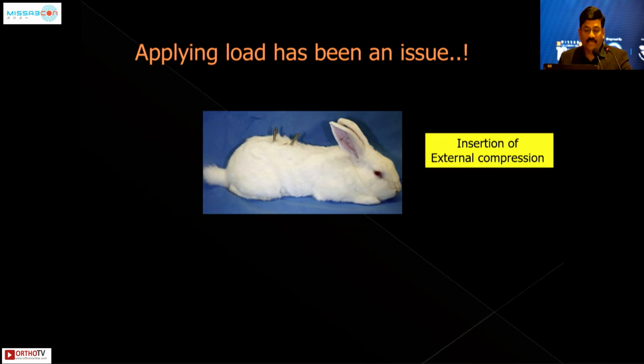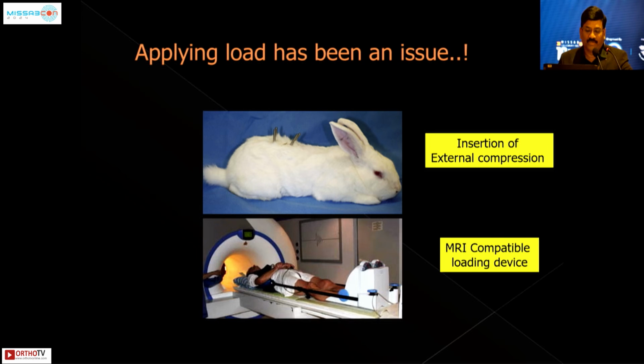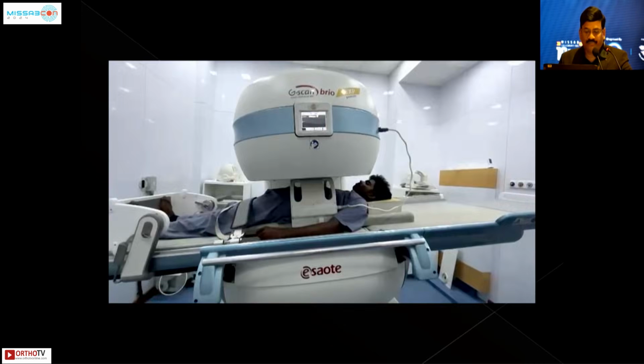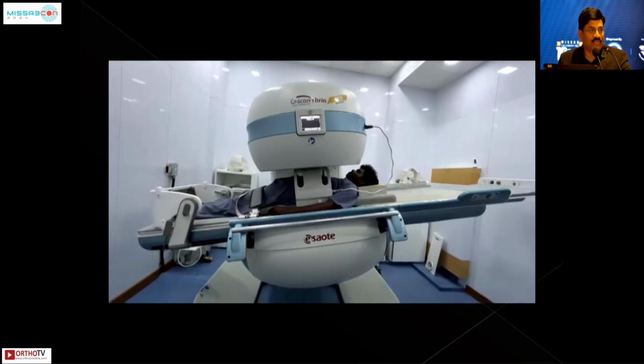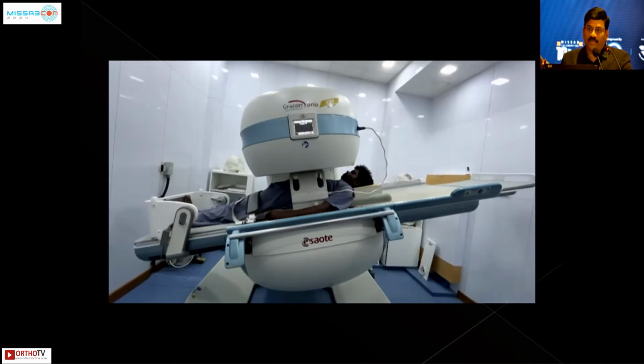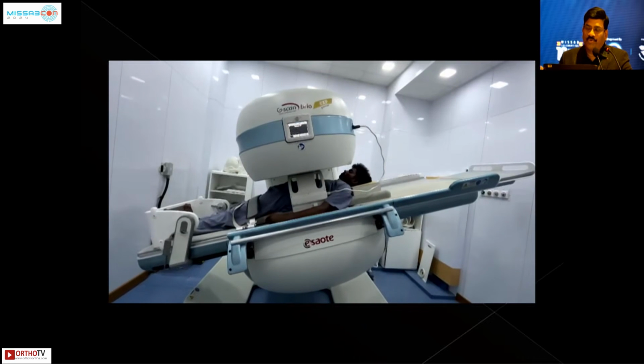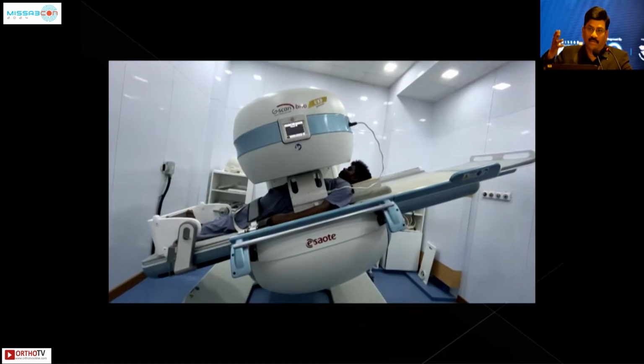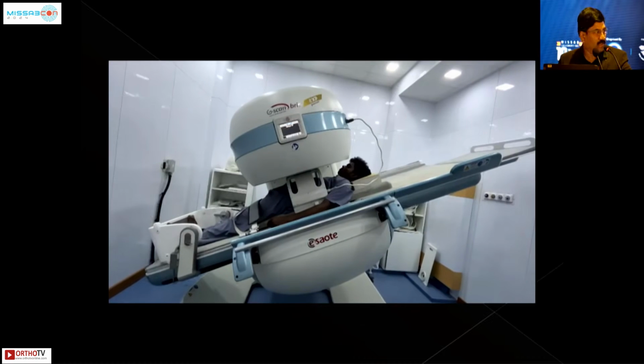So the problem is how to apply the load in MRI, and how to study these things in MRI. There were attempts in rabbits, applying an external compression device on the spine, compressing the spine and studying the amount of nutrition. People have also started doing it with the DynaVest, which is an external applicator for compressing the spine. But we use this technology to study the amount of disc diffusion, making the scan in the supine position, and also in the standing position.